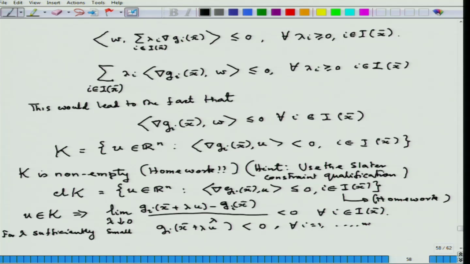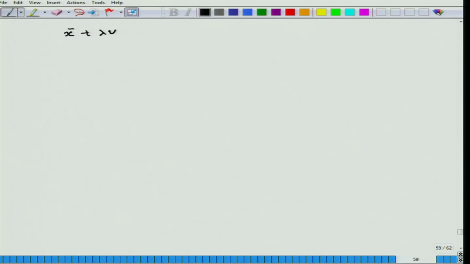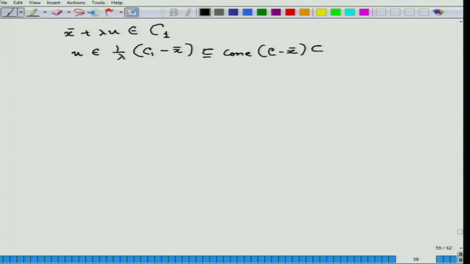So, once I know this, it will immediately tell me that x bar plus lambda u is an element of my set C1, with lambda strictly greater than 0. So, u is an element of 1 by lambda times the set C1 minus x bar. This sort of set is of course a subset of the cone, or the convex cone in this case, generated by the set C minus x bar, which is again naturally a subset of the closure of the cone.